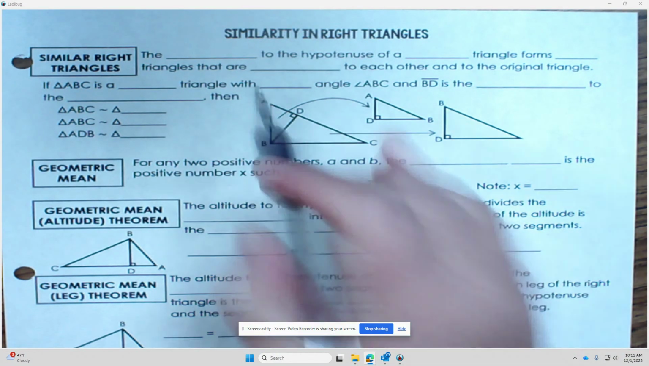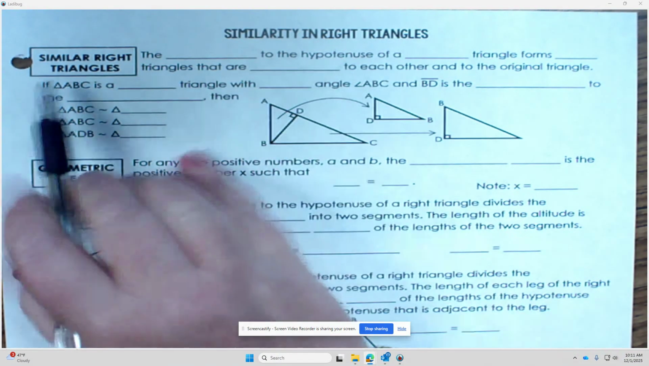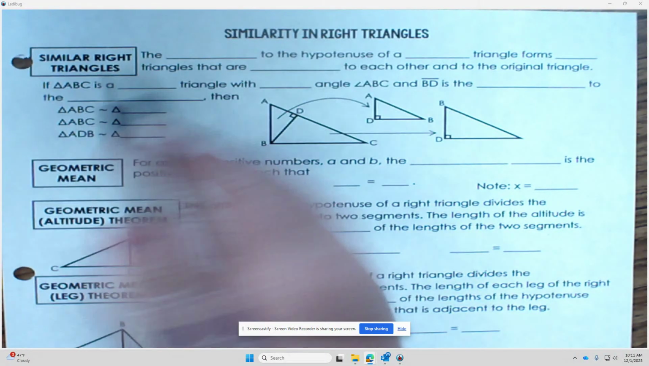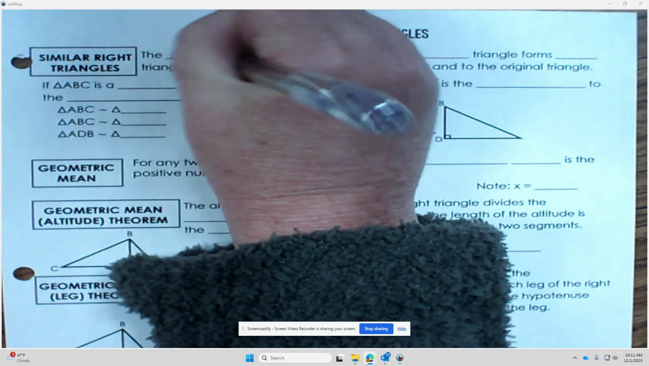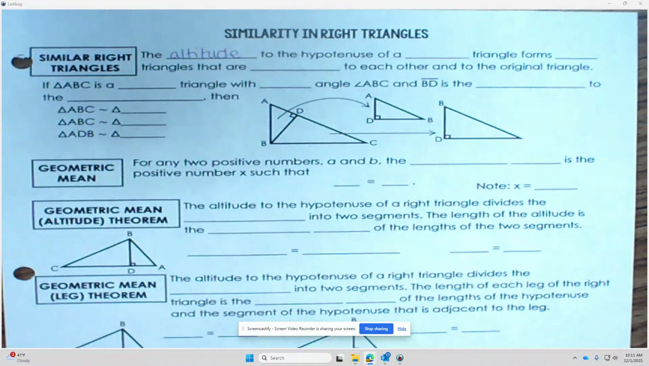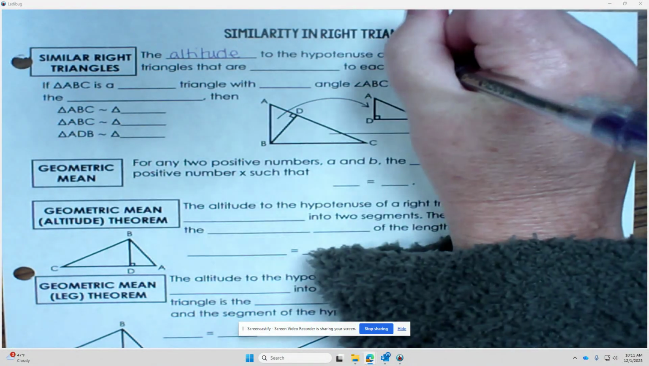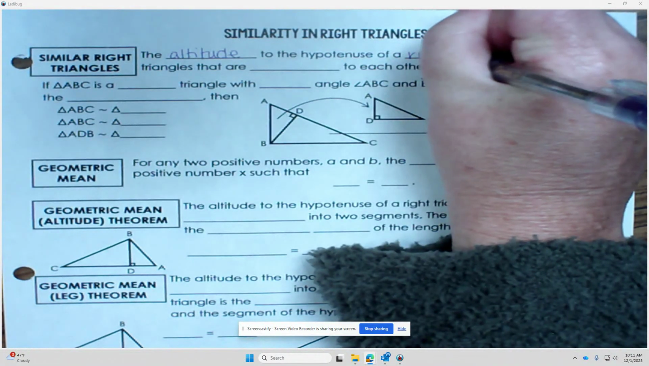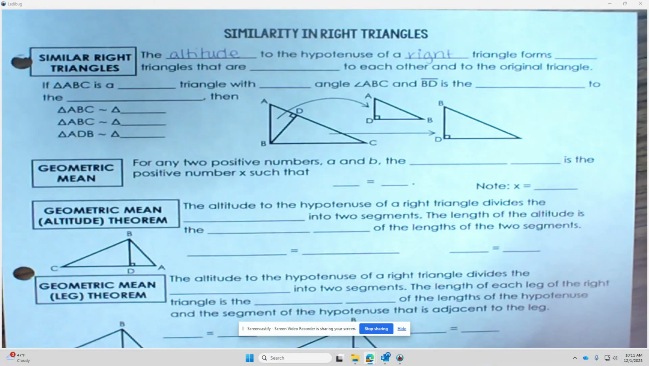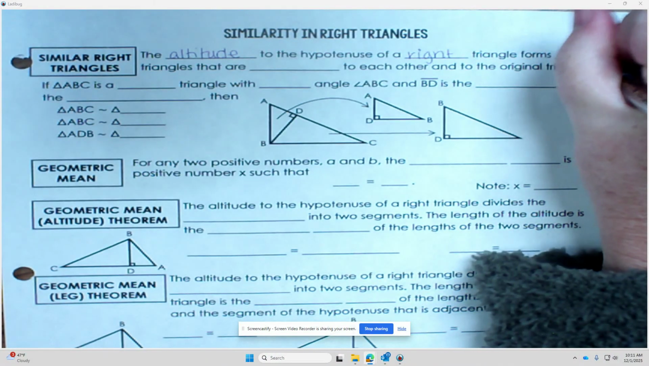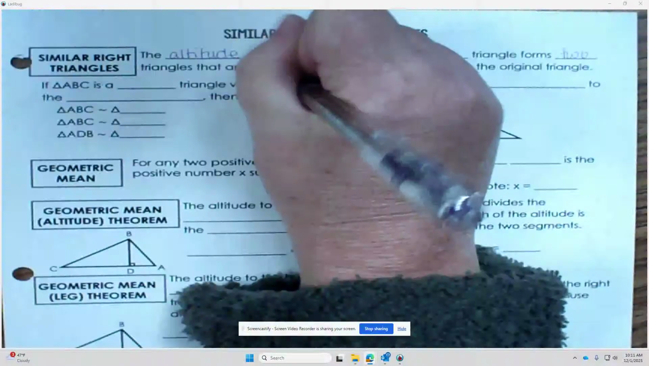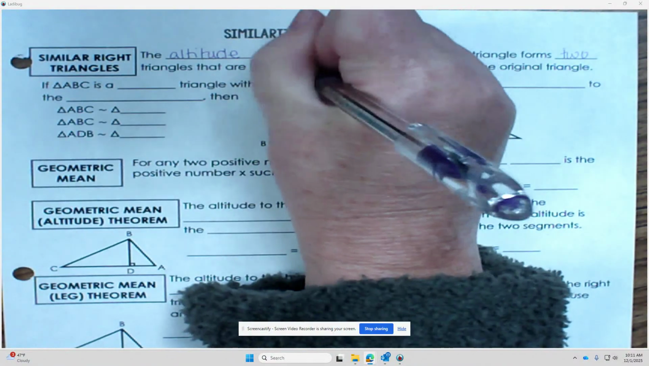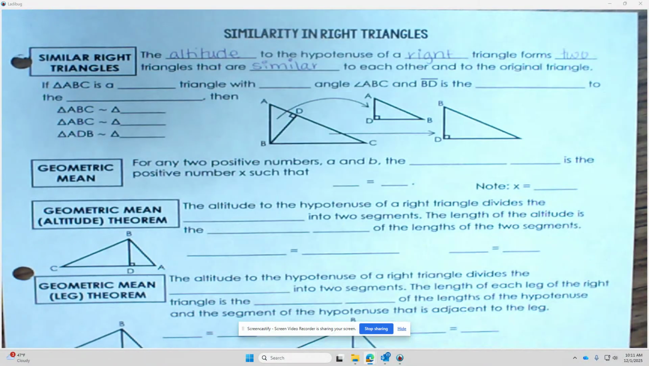We'll jump right in. Similarities in right triangles. For similar right triangles, the altitude to the hypotenuse of a right triangle forms two triangles that are similar to each other and to the original triangle.